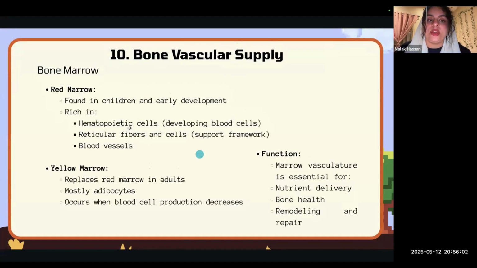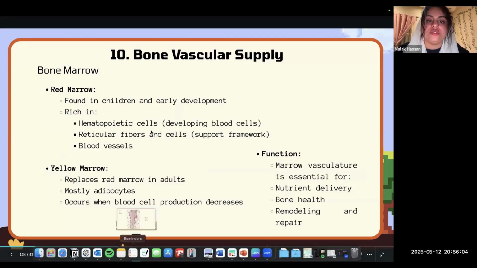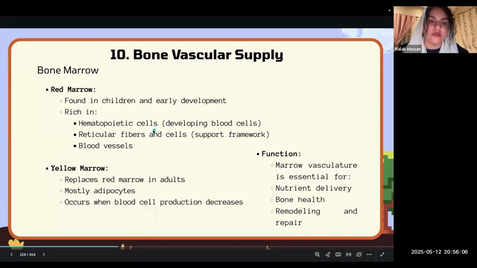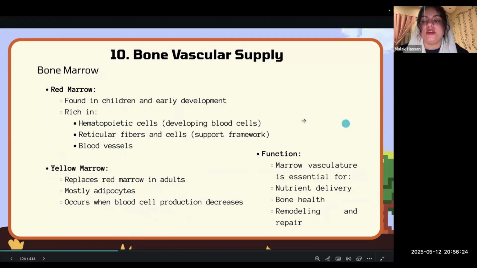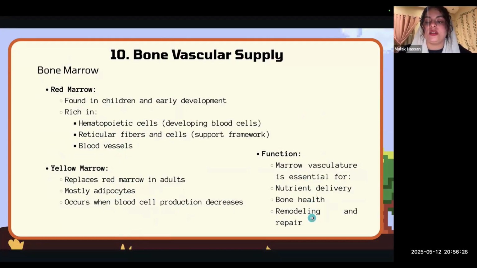And finally, we have bone marrow. Bone marrow is found in children and in early development, and it's rich in hematopoietic stem cells, reticular fibers and cells, and blood vessels. So this is red marrow. Then we have yellow marrow, which replaces red marrow in adults. Mostly it's adipocytes, and it occurs when blood cell production decreases. And finally, the function is that it's essential for nutrient delivery, bone remodeling, and bone health and repair.